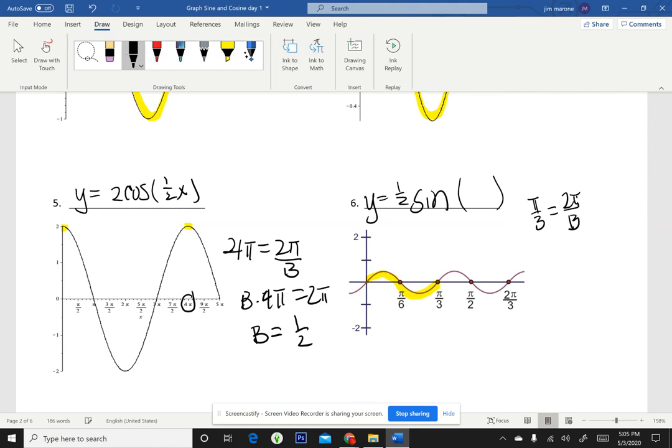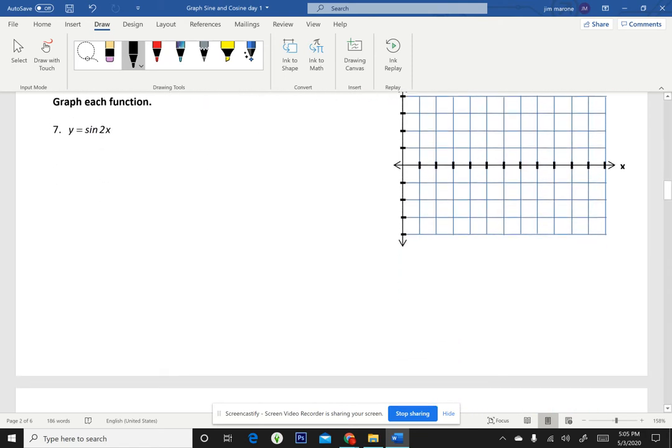Multiply both sides by b, so b times pi over 3 is equal to 2 pi. And we can multiply both sides by 3 over pi to get rid of that. And then we can get b is equal to 6. So this is 6x.